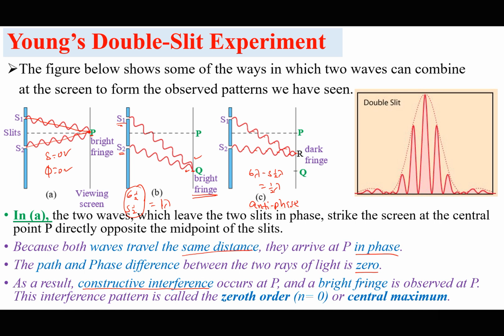This interference pattern, which is formed at the center, is called the zeroth order. That is, it corresponds to n equals 0, or it is called the central maximum, or the central order. So the bright fringe formed just at the center between the two slits, or between the two sources, is normally called the central bright fringe, or the zero order maximum, or the zeroth order maximum. It is the zeroth order maximum.